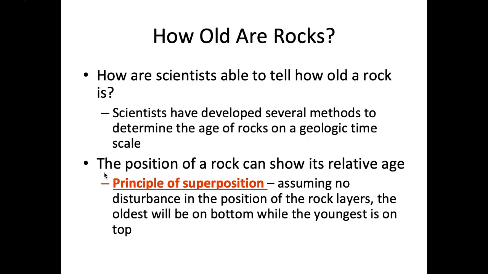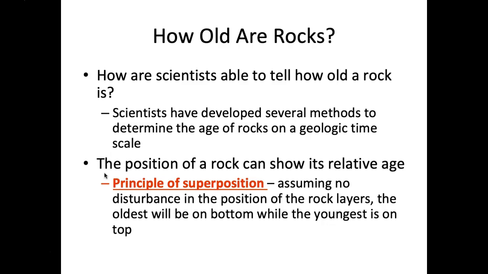So how do scientists go about dating or telling how old rocks are? Scientists are able to tell how old a rock is using two different types of methods. They've developed these methods throughout time in order to, one, relate how old the rock is to the rocks that surround it, the layers maybe above and below, and then how old that rock is as it relates to the age of Earth as well.